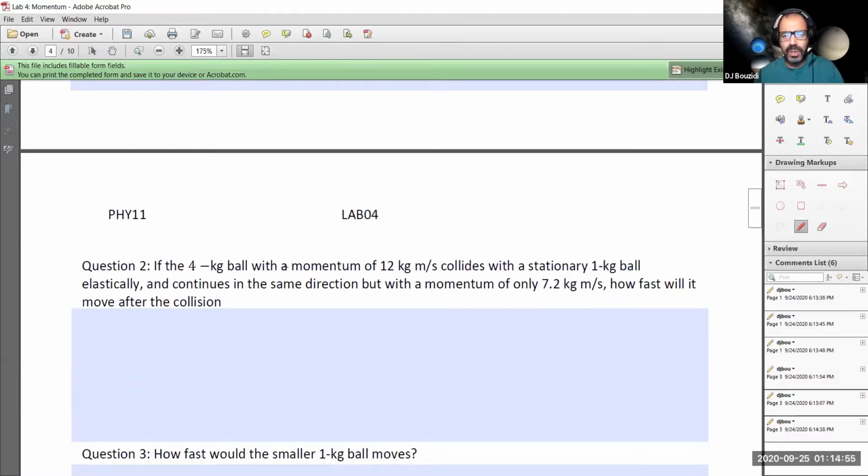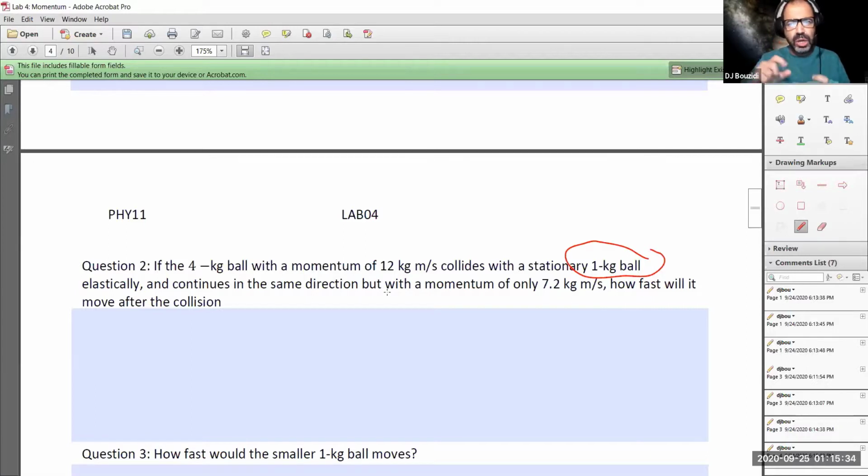If the 4 kilogram ball with a momentum of 12 kilogram meter per second, that same ball, collides with a stationary 1 kilogram ball elastically, and continues in the same direction. So that's what I was talking about in the beginning. Here you have a 4 kilogram ball and a 1 kilogram ball. The 1 kilogram ball is sitting by, minding its own business, and the 4 kilogram ball comes rolling with 3 meters per second, hits it and continues in the same direction.